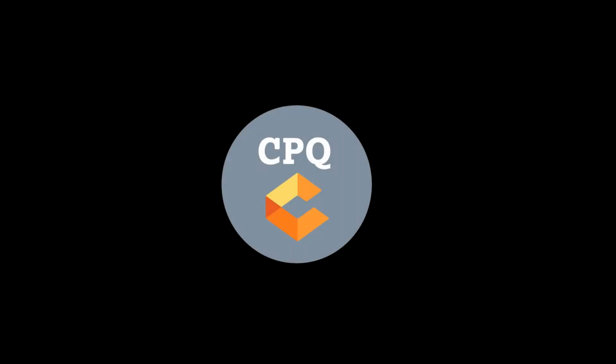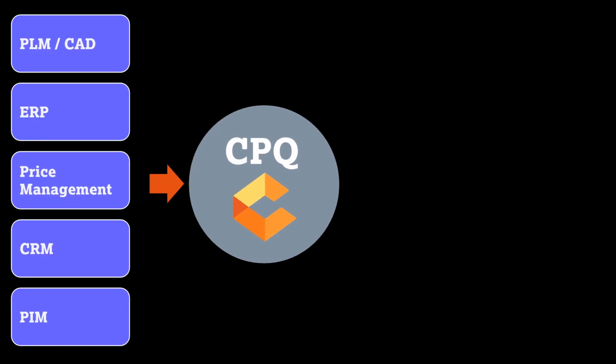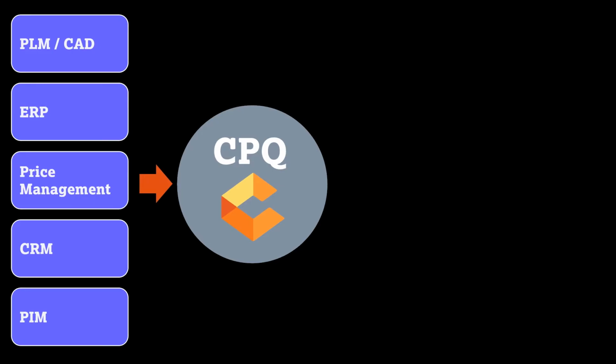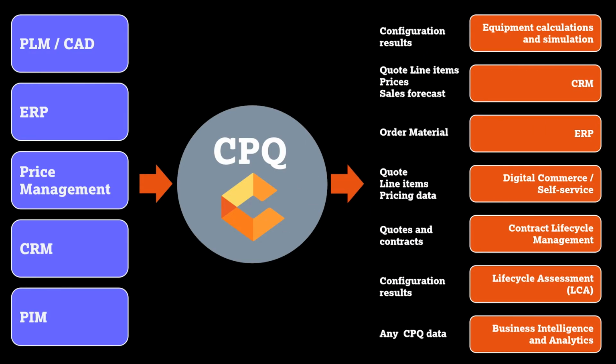CPQ is no exception. To maximize the value of your CPQ investment, it needs to be fed with data types that are typically mastered in other enterprise systems. And after CPQ has configured, priced, and quoted a solution for your customer, there are several downstream systems that need that output data to create value in their business processes.